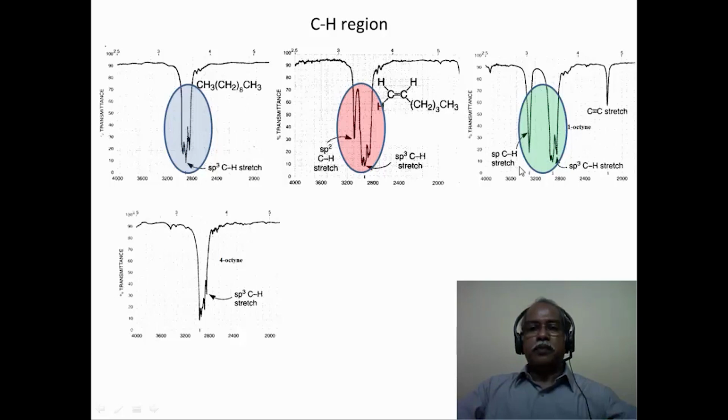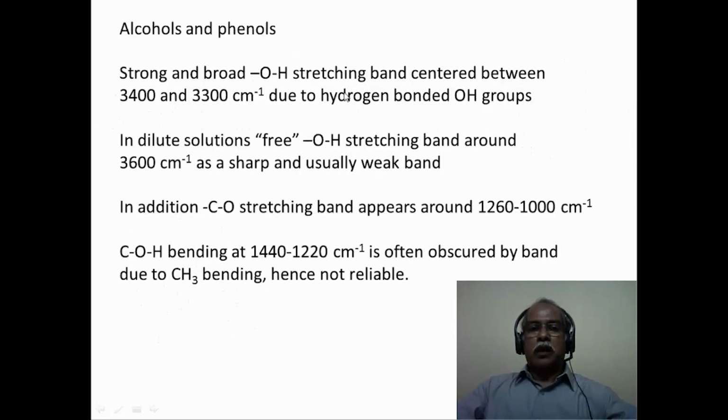Now let us go to alcohols and phenols. We are talking about the OH stretching frequency. OH stretching frequency is a very characteristic feature in an infrared spectrum. It is very strong and broad in case of the OH which is hydrogen bonded in nature. It is centered between 3400 to 3300. Due to hydrogen bonding, it is generally very broad in nature and also a very intense signal.